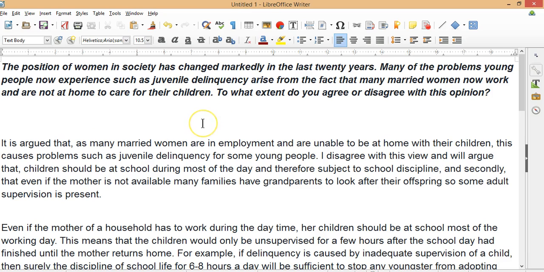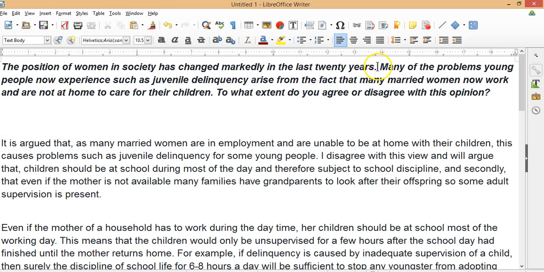Now, I'm not quite sure if this is a real IELTS question or where this came from. It seems a little bit wordy to be a proper IELTS question. It could be. It seems a little bit long, but it's still a "to what extent do you agree or not". So, what we need then, first of all, is to analyze the question.